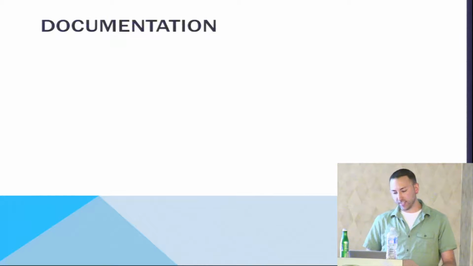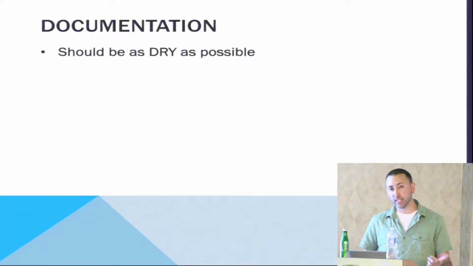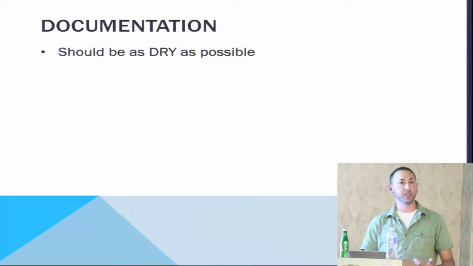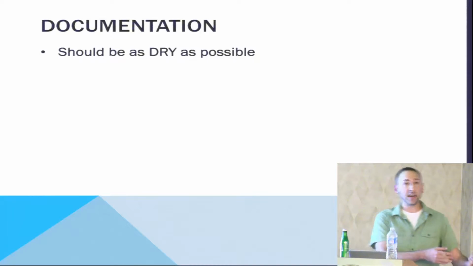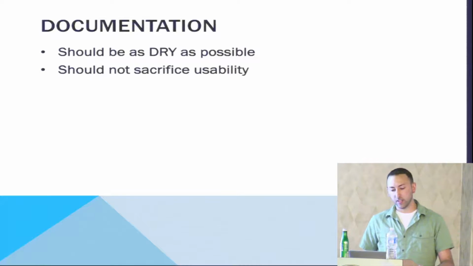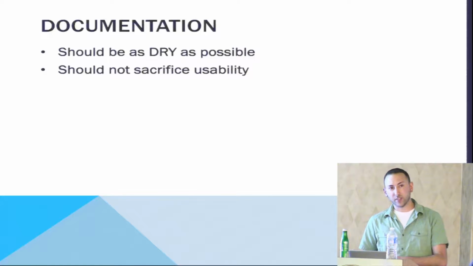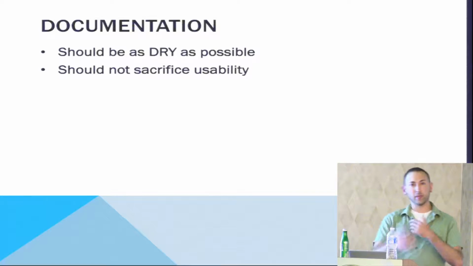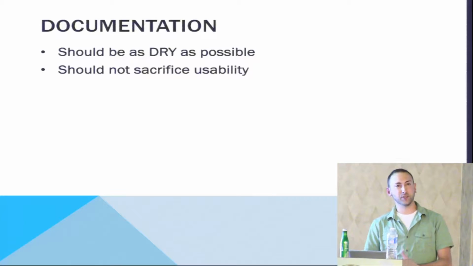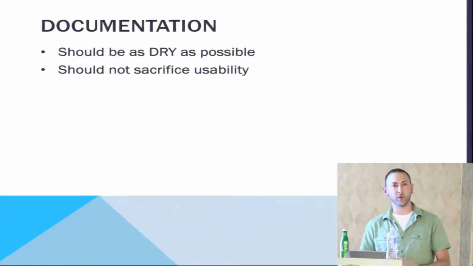So then there's documentation. It should be as dry as possible. You don't want to be documenting a bunch of attributes and resources and routes that you essentially have in your models and routes and all these other configurations. But at the same time, you don't want to sacrifice usability. You want somebody to be able to browse your documentation and actually read some plain English descriptions about things and be guided through it in a way that makes sense.